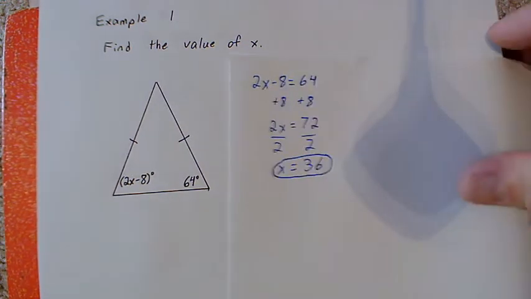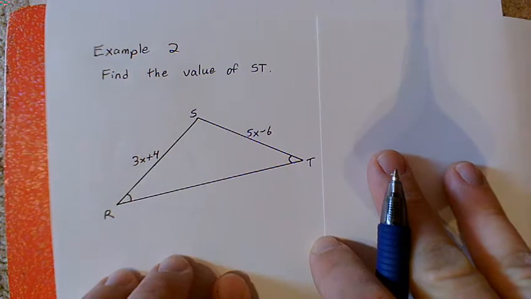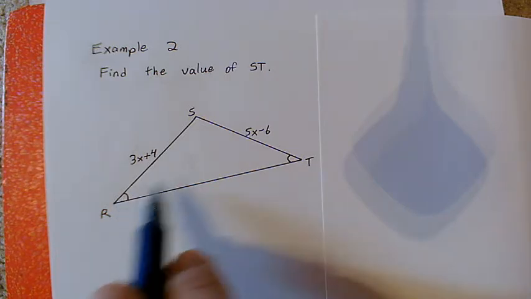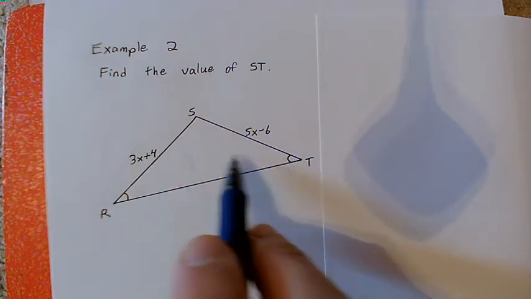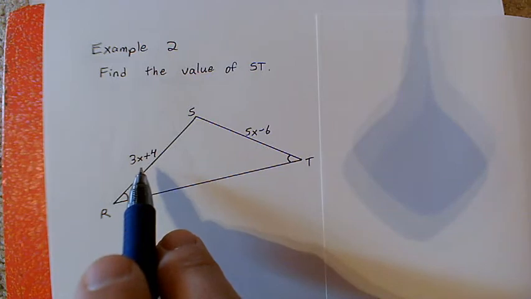All right, moving on to example 2. Find the value of ST. The previous one used the isosceles triangle theorem. On this one, though, what you're going to have to do is use the converse of it. Since I have two angles that are congruent, the sides opposite of those angles have to be equal. So the 5x minus 6 would equal the 3x plus 4.